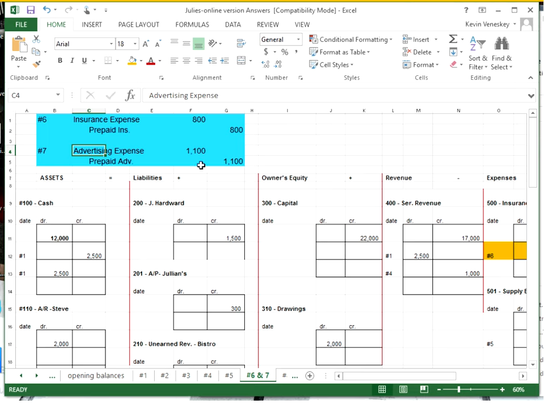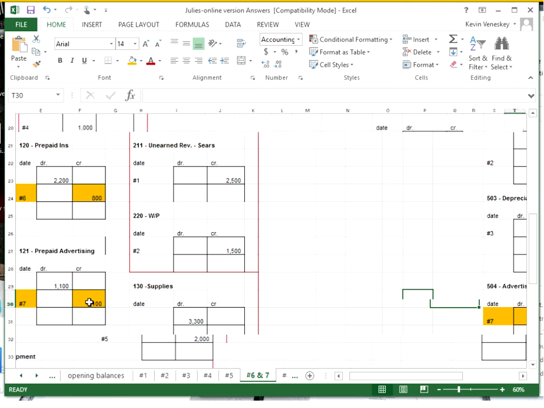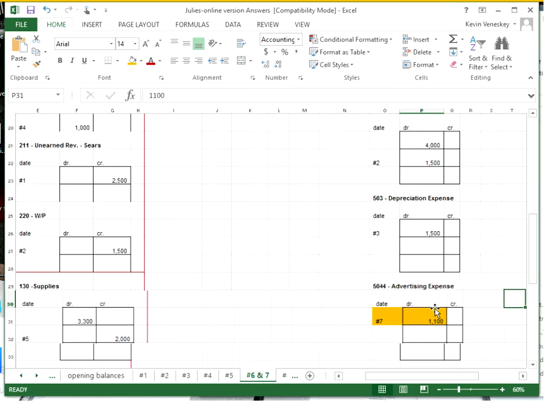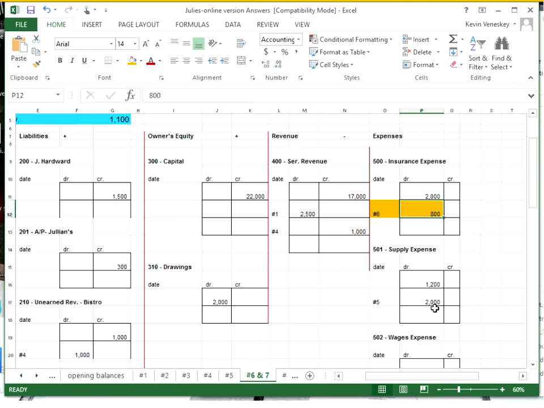My advertising expense, what did we get? The business got the use of advertising, and it came from my prepaid advertising. I've already paid cash at some prior point. Okay, so now we can update our T accounts. I removed the $800 from my prepaid, removed the $1,100, all of it, out of my prepaid advertising, and I put them over here in my expenses. I had to make a new advertising expense. I didn't have a previous advertising expense. And I need to update my insurance expense. It's now another $800 added in.